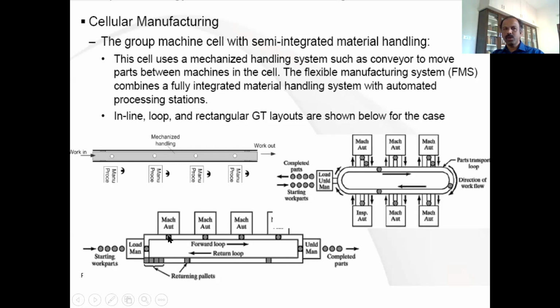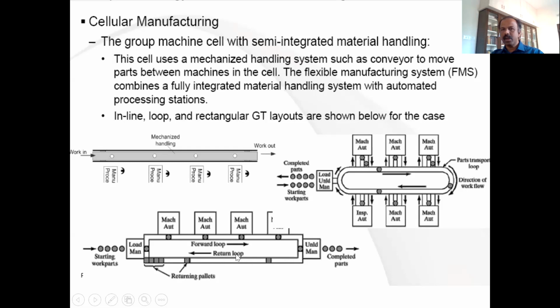The work part has moved here. Some machining has been done. Work part has moved here. Some machining has been done. Some machining has been done. And after the completion of all the work, now here you are unloading the work parts. Now remember, you are only unloading the work parts, not the pallet.